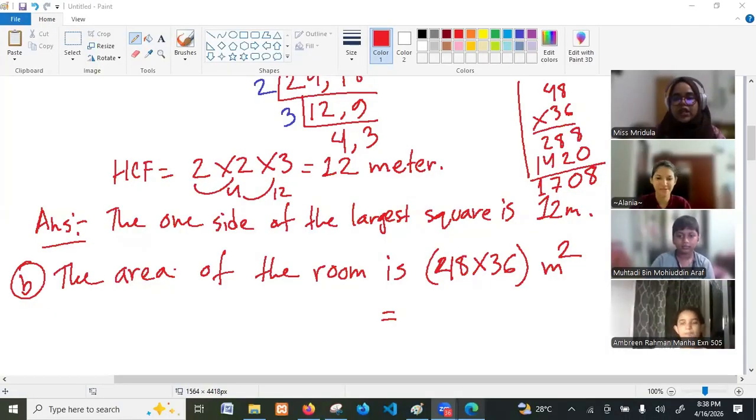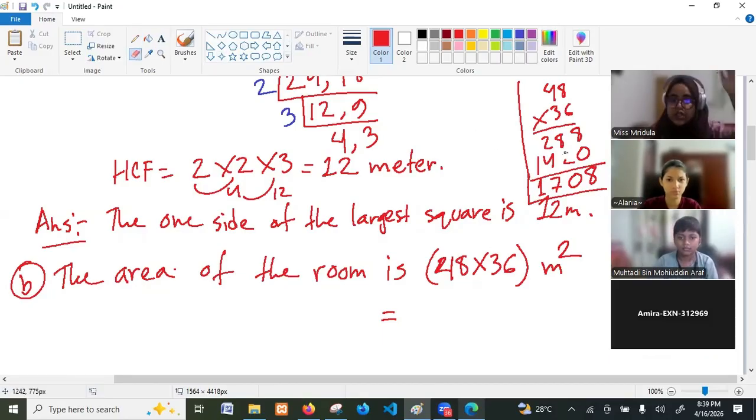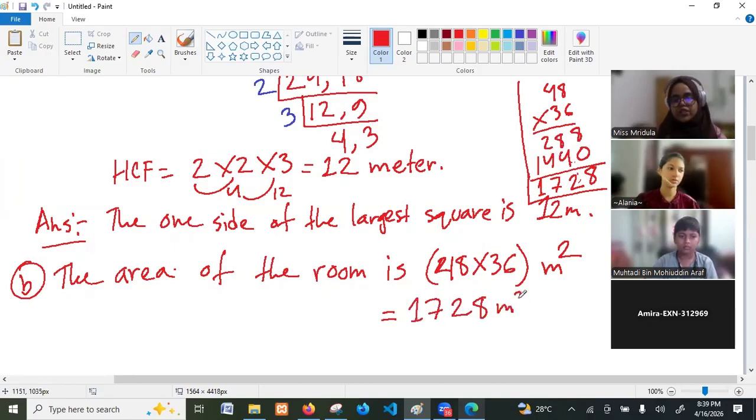Don't panic. Okay, when I was not there with you, I just did the rough work and I got 1708 as the answer. I guess I have made a mistake. It should be 3 8s are 24. So 4 will be there. So we will have 2, 3 4s are 12, 13, 14. The rest is okay. 8 plus 4 is 12. Yeah. So 1728 meter square.